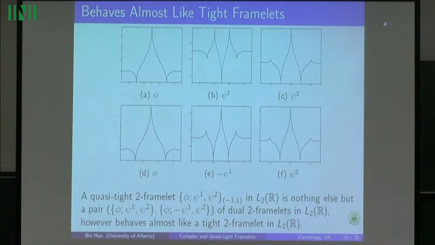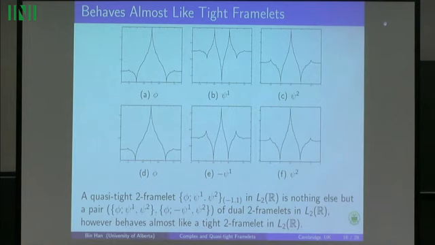And the second function is this +1. So this is a negative +1 because we know the sign change. So this is exactly +2. If you are going to get a tight framelet, this will exactly be +1, not a negative +1. This is the only difference between the tight framelet filter bank and the quasi-tight framelet filter bank.